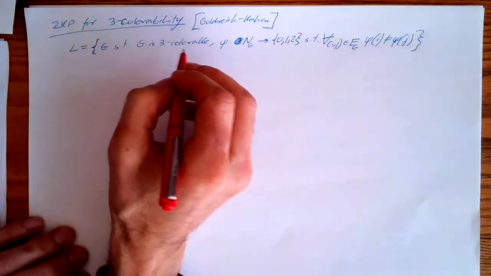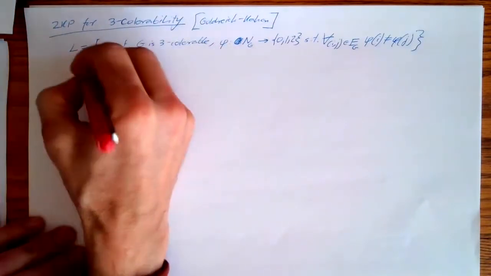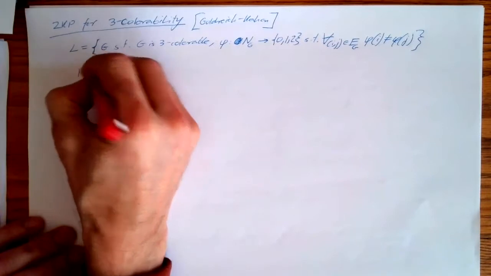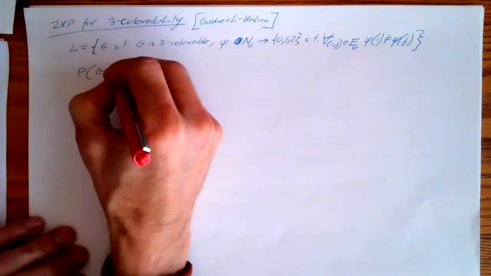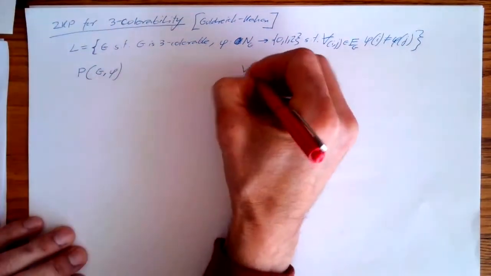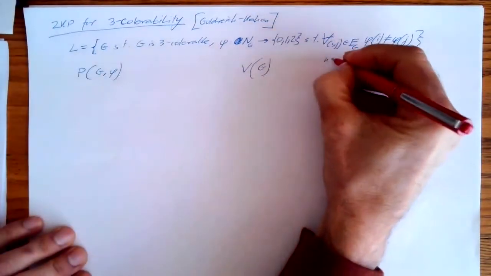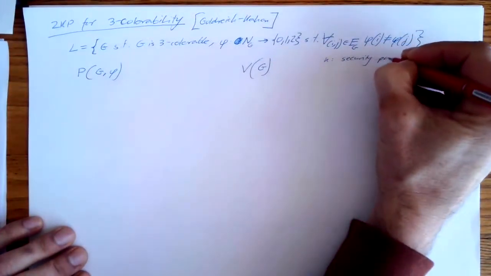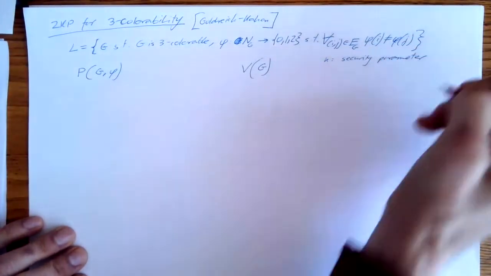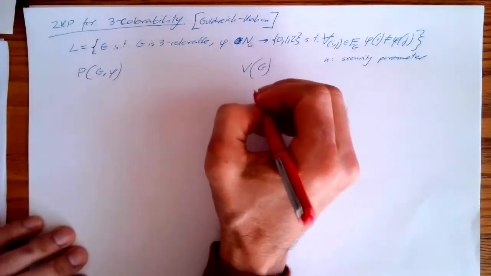So the Goldreich-Kahan proof, a zero knowledge proof for graph colorability, works like this. The prover has a graph and a coloring, and the verifier has the graph. Let k be a security parameter, and we'll see later what it should be set to.